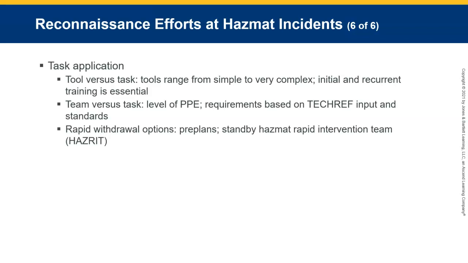If you go back to the operational safety triad from either chapter 2 or 3 from way back, it's your people, it's your training, and it's your equipment. We want to make sure that all those are working together to assist with the mitigation of this incident. Team versus task, level of PPE, all of this is going to come from your technical reference specialist, the input that they give, specifically the PPE, and your HAZRIT.